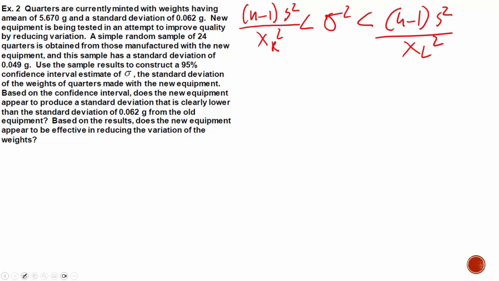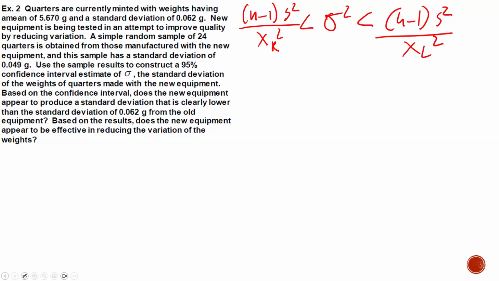So all you have to do is pull out the information. The only thing that's a little bit tricky is determining the chi-squared L and chi-squared R. Anything else? Just the formula. So read it more carefully.